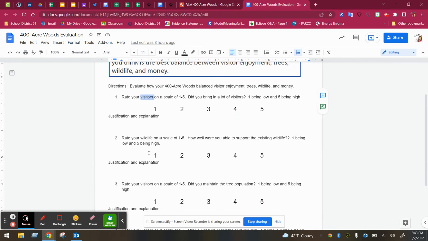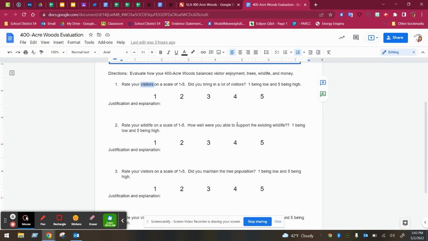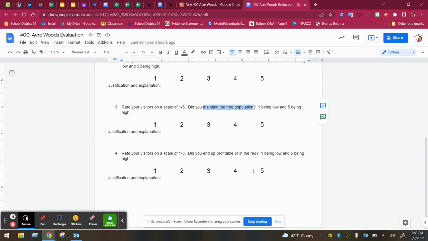Question number 2, how did you do in terms of supporting the existing wildlife? So, looking at your owls and your rats and your salamanders, how did you do? Again, 1 being a low score, 5 being I did amazing. So, why did you give yourself the score you gave yourself? Then I want you to do, how did you maintain the tree population? Again, 1 being low, 5 being high.